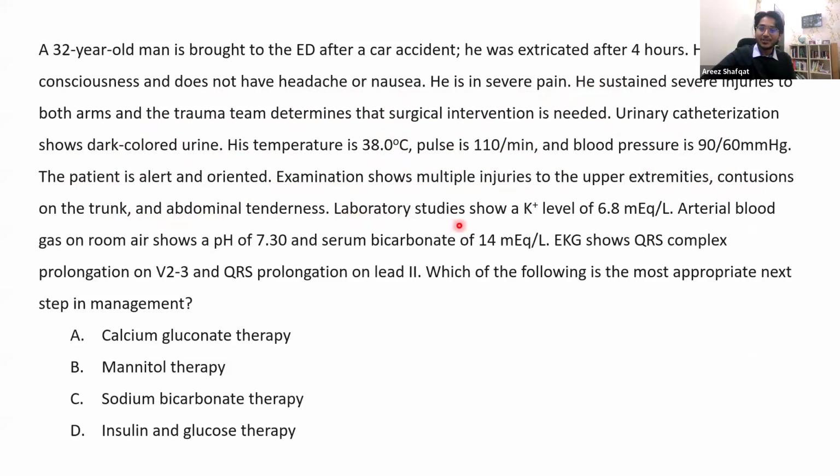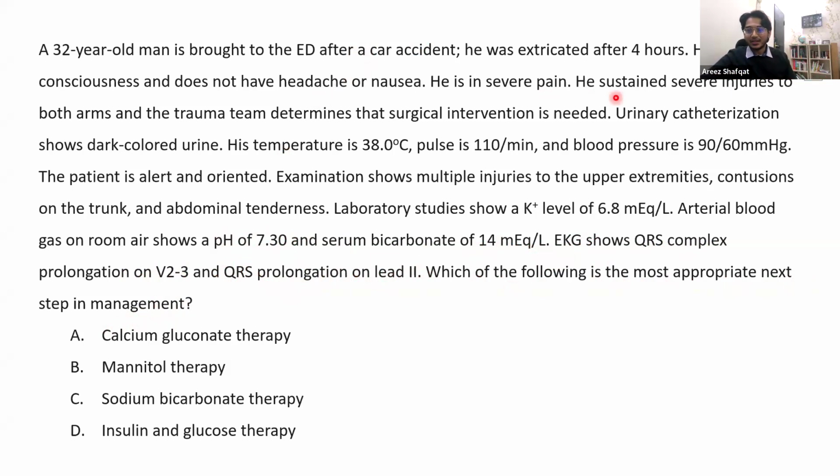Here's the important part. Laboratory studies show a potassium level of 6.8. The normal is 3.5 to 5. Okay? Arterial blood gas shows a pH of 7.3 and a serum bicarbonate of 14. So he's in metabolic acidosis. EKG shows QRS complex prolongation, QRS widening on V2, V3, and lead 2. Which of the following is the most appropriate next step in management? So this is a classic case of rhabdomyolysis. This patient has severe injuries and muscle death, causing hyperkalemia. That hyperkalemia is leading to arrhythmias.